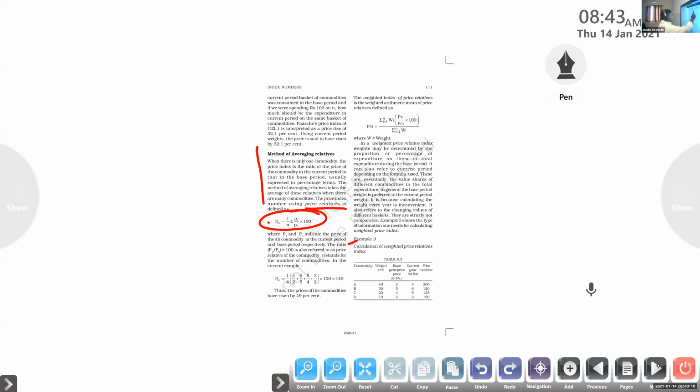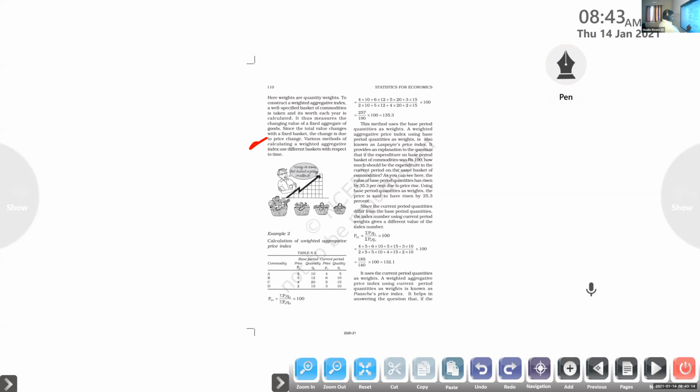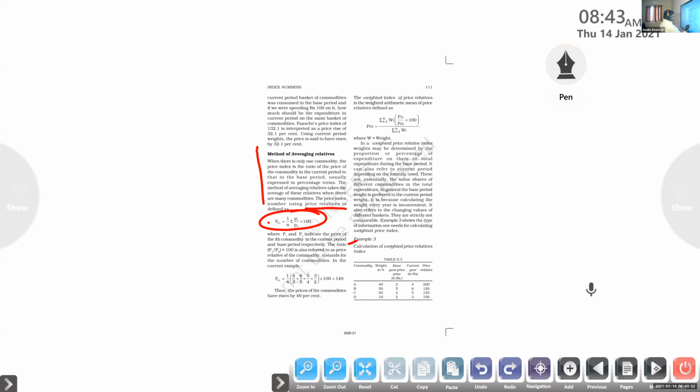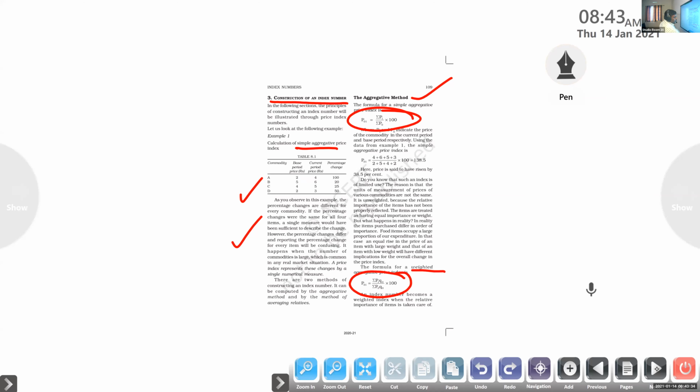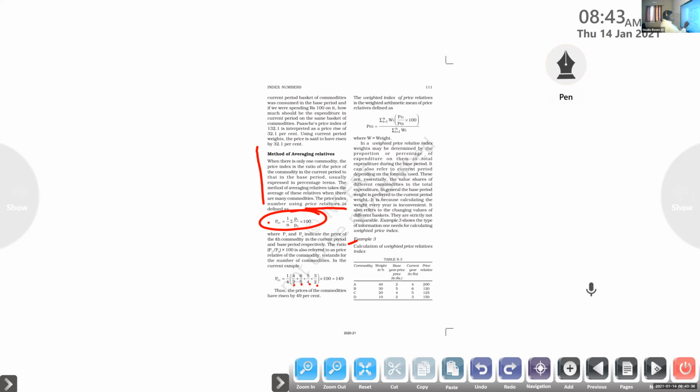So you can see 4653, the price of the commodity in the current year. Next one, here you can see 2542. Here it is 2542, the price of the commodity in the base year. Next one, the number of items, it is 4.